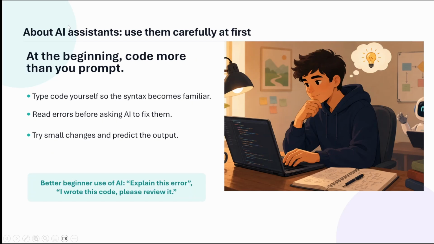AI assistants like ChatGPT and Claude, you should use them carefully at first when you are learning. At the beginning, code more than you prompt. Type the code yourself so that the syntax becomes familiar. Read errors before asking AI to fix them. Try small changes and then try to predict the output yourself. A better beginner use of AI, instead of prompting it to code something for you, is to ask it to explain an error, or say I wrote this code, please review it.